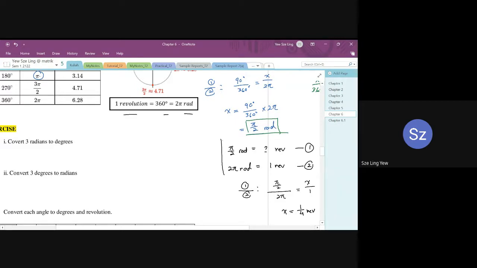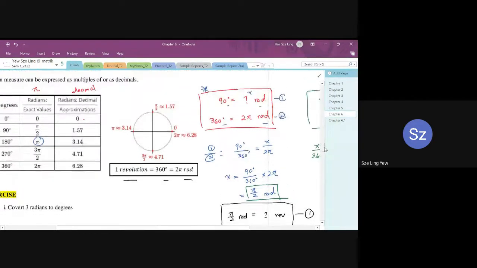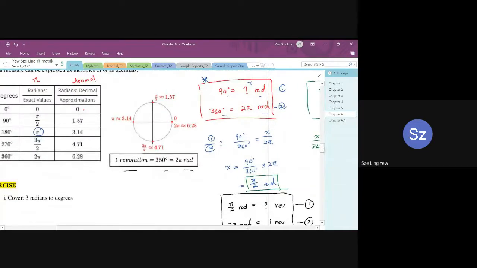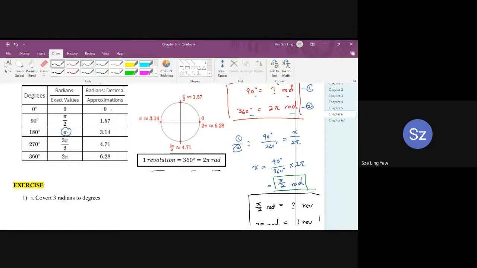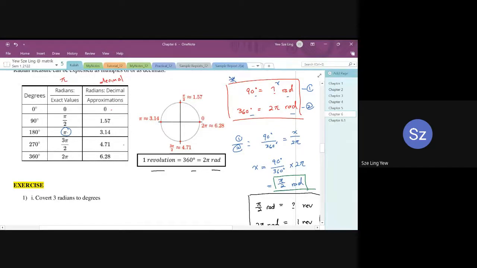All right, the most important thing is you need two equations first: one with a known relationship, one with unknown value. That is how we solve it. Quite often, questions will ask you to give a final answer in revolution, so make sure you know how to convert from radian to revolution. So 270 degree is 3 pi over 2 radian, or in decimal 4.17 radian. And 360 degree is 2 pi radian, or 6.28 radian.